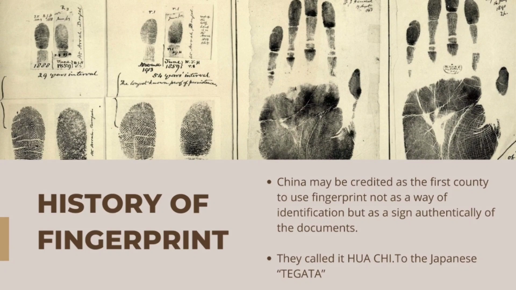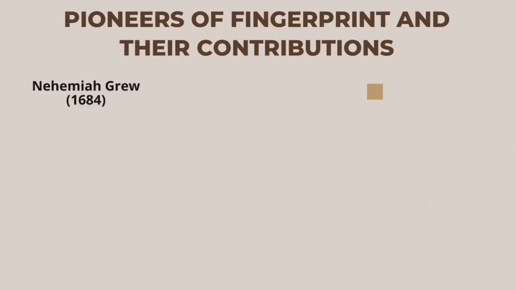History of the fingerprint. China may be credited as the first country that used fingerprints, not as a way of identification but as a sign of authenticity of the document. The fingerprint in China is what we call wachi. In Japan, it is tigata.